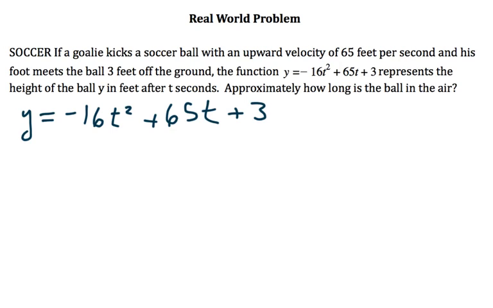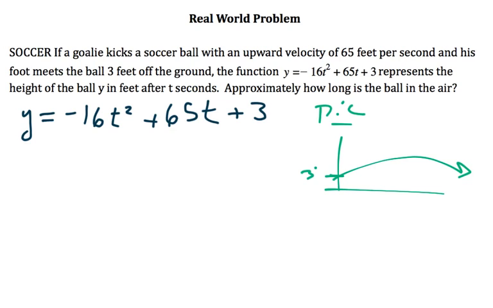Soccer. If a goalie kicks a soccer ball with an upward velocity of 65 feet per second and his foot meets the ball 3 feet off the ground, this function represents the height of the ball, y, in feet after t seconds. How long is the ball in the air? So let's make sure that, if I get this picture drawn, and actually I won't make this red. Let's make this something you have to do. So here's the picture. I'm picturing somebody kicking a ball, but not just from any height. They're 3 feet off the ground. That was a little detail that they gave me.